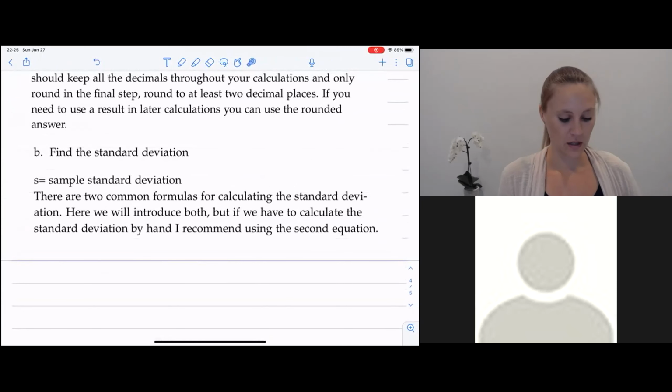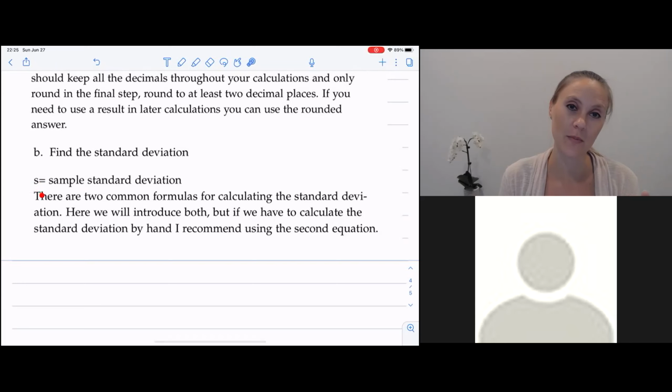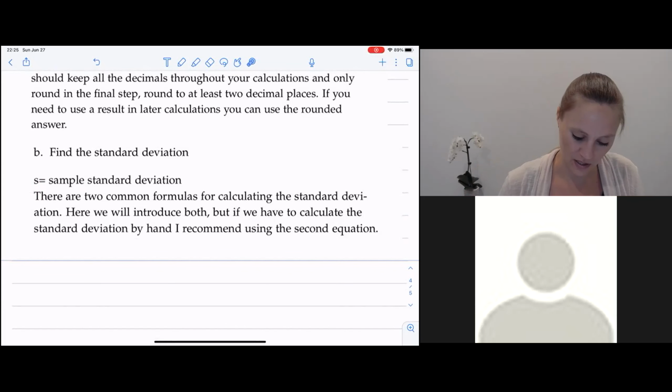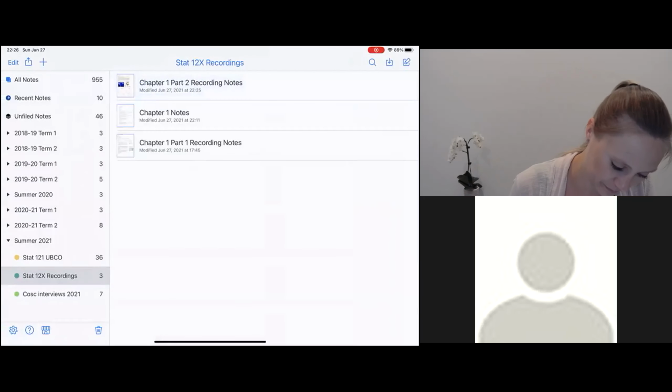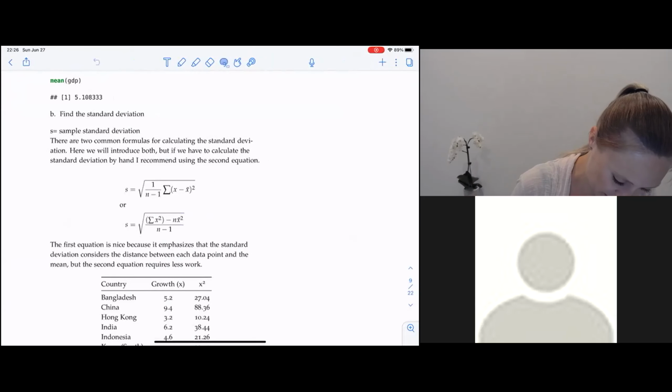Okay. So finding the standard deviation, remember that a lowercase s is the sample standard deviation. Because we have a sample here, we don't have the population. What we are calculating is the sample standard deviation. So there are two common formulas. There are variations, takes on it, but two common formulas for calculating the standard deviation. I'm going to introduce both, but I would probably lean towards the second equation. You'll see what I mean here. They're both just as scary here.